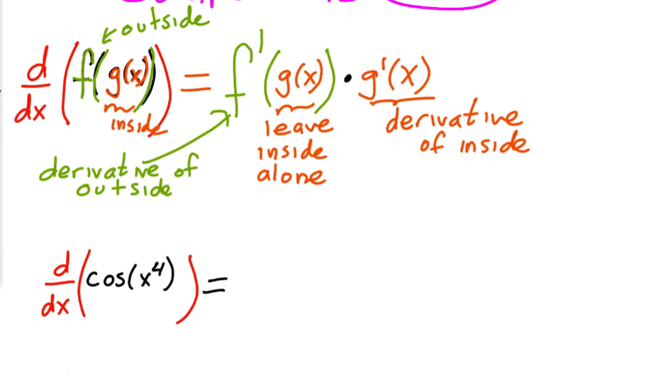So the derivative of cosine of x to the fourth. We've got the outside, which we already said is the cosine function, and then the inside is x to the fourth. So we get the derivative of the outside, leaving the inside alone. The derivative of the outside is negative sine of x, but instead of x, we leave the inside alone, so x to the fourth stays the same, times the derivative of the inside, which is 4x to the third. And that's it.